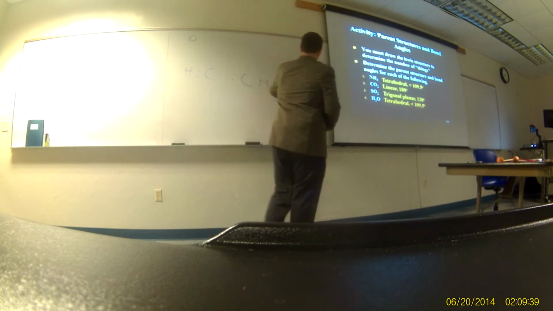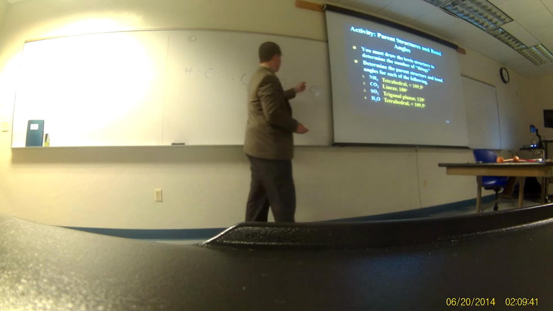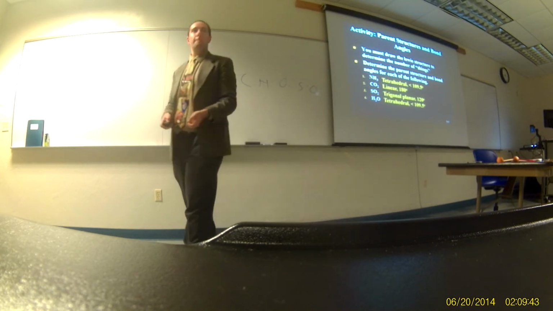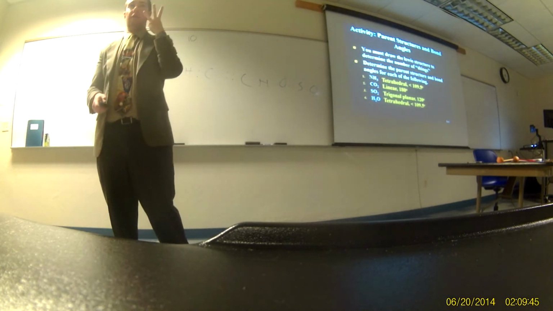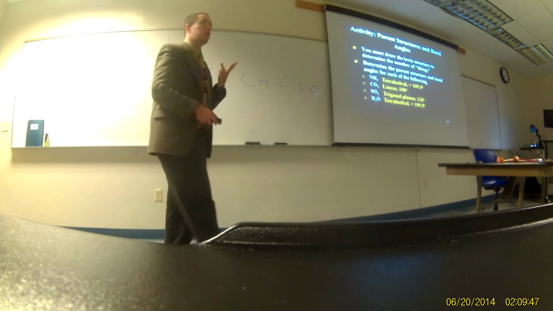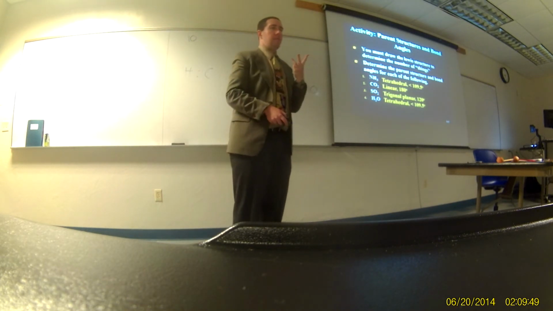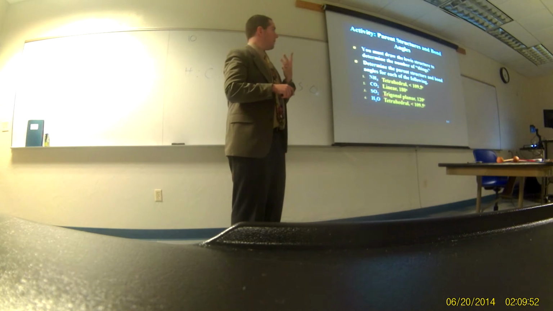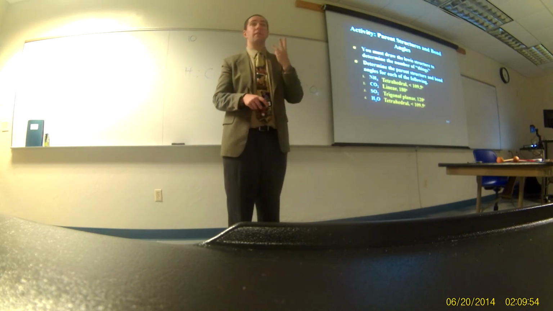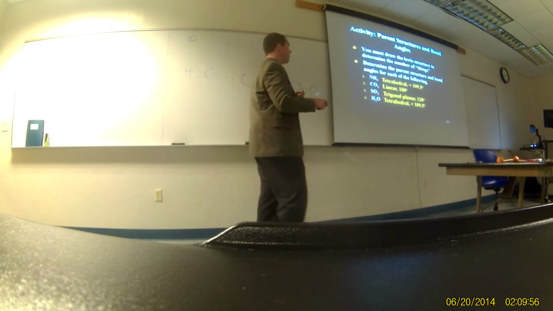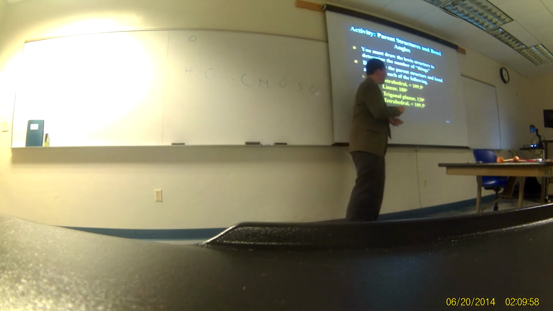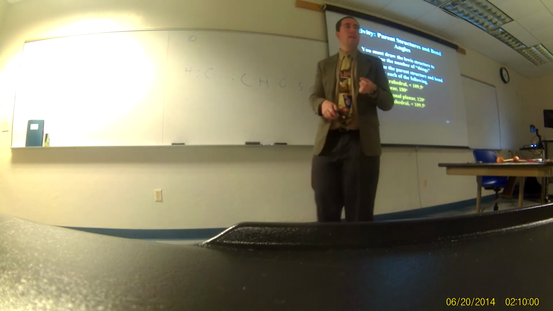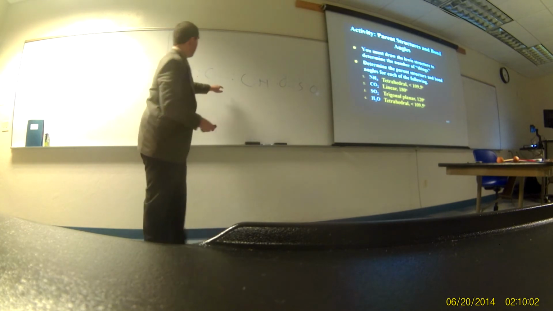So, SO3 is here. How many things does it have around the S? 3. If it's 3 things, what is the parent structure? Trigonal planar. 3 things is trigonal planar. Trigonal planar is 120 degrees.